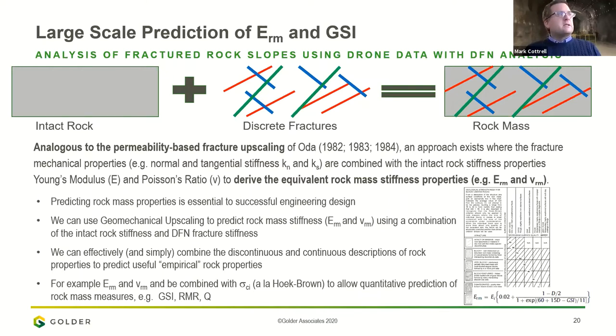So by using the idea of superposition, where we take the intact rock properties and combine it with the fractured rock properties, the fracture properties provided by the DFN, we can then evaluate the rock mass properties. So the rock mass modulus, the rock mass Poisson's ratio. And this affords us the opportunity to combine our numerical predictions with things that have been done empirically, so Hoek-Brown type estimations for predicting rock mass. We can use these two different but complementary approaches for predicting the rock mass attributes.